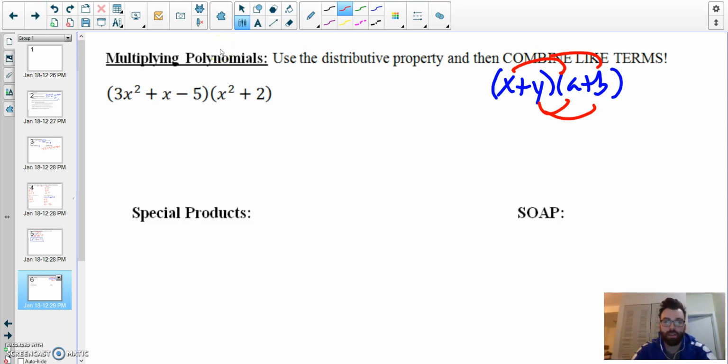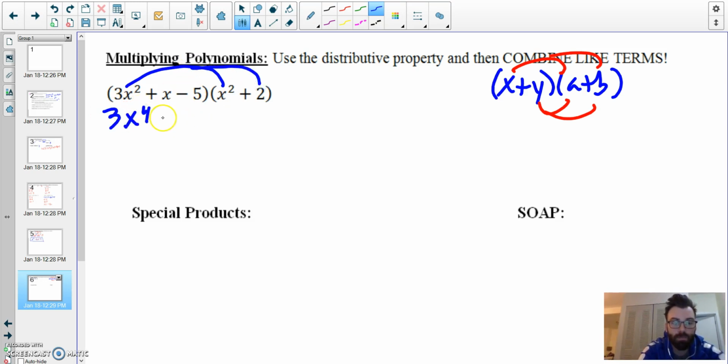Okay? So here, I'm going to treat it the same way. All right, I'm going to multiply everything. If I'm multiplying a trinomial by a binomial, I'm going to multiply everything that's in the first set of parentheses to everything that's in the second set of parentheses. But what would that look like? If I multiply 3 to x squared, I'll get 3x to the 4th. And then 3 to 2, I'll get plus 6x squared.